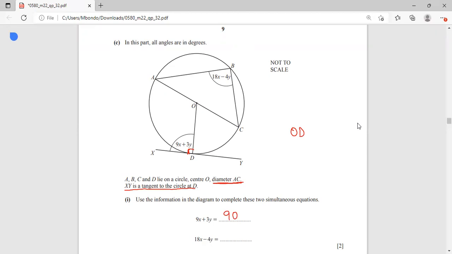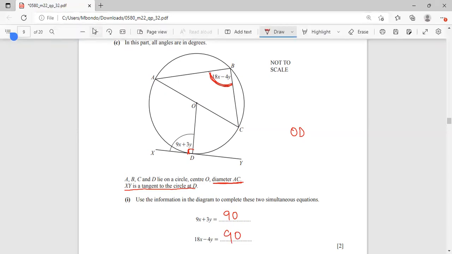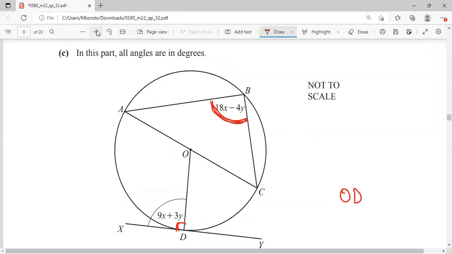All right. And then, because we have also been told that AC is the diameter, there is also another theorem that states that the angle in a semicircle is 90. So this is also 90 degrees. All right, take note of that. This is also 90 degrees there.